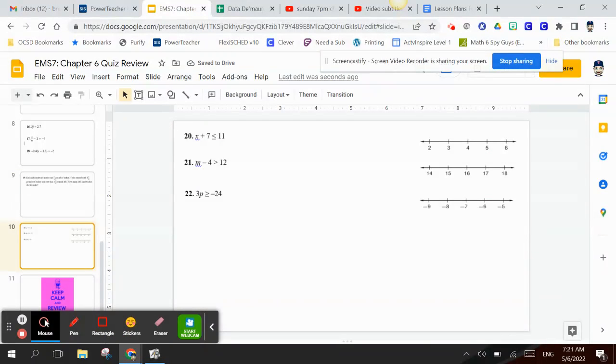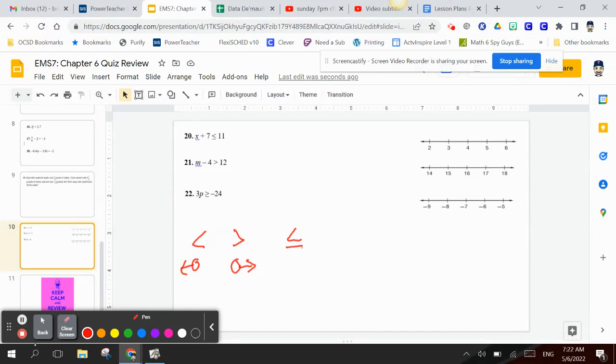Numbers 20, 21, and 22 are all talking about an inequality. So what we need to know is that less than is an open circle and goes in the direction of the arrow. Greater than is an open circle and the arrow goes in the direction that it's pointing. Less than or equal to is a closed circle and goes in the direction that the arrow is pointing. And if I have greater than or equal to, again, that's a closed circle pointing to the right because the arrow goes to the right.